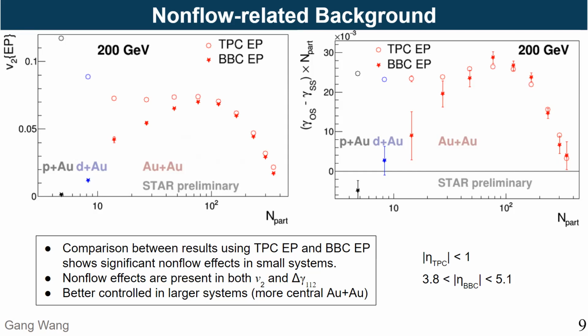So how can we control this? We have to use some forward detector to determine the event plane. For example, BBC is at 3.8 and beyond. And later at lower energies, we have the event plane detector, which serves the same function. So technically, we can control the non-flow effect.